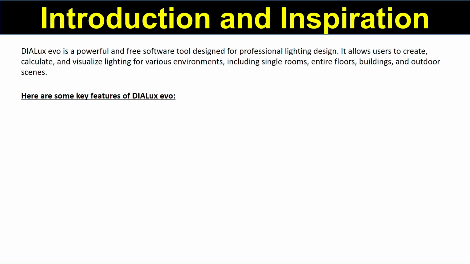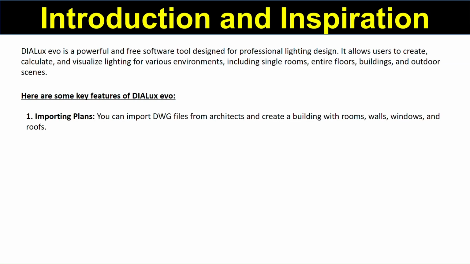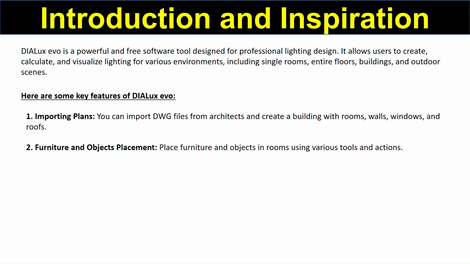Here are some key features of the Dialux Evo. Importing plans: you can import plans, whatever the DWG file, that is the AutoCAD file, you can import in the Dialux Evo and work on that. Furniture object placement: you can place objects like furniture, like chair, table, and a sofa and other things in your design and work on that.